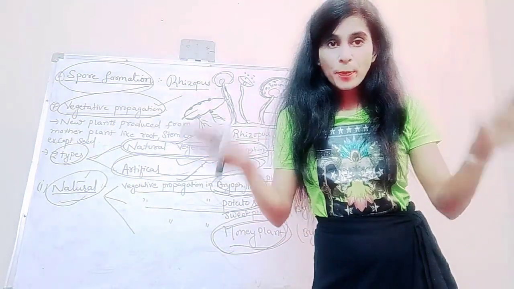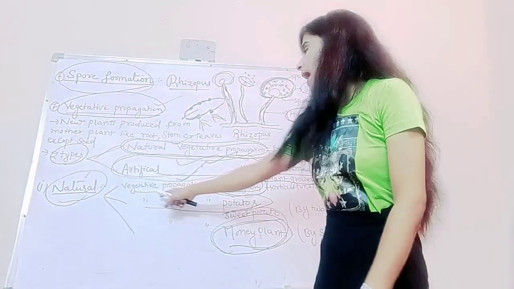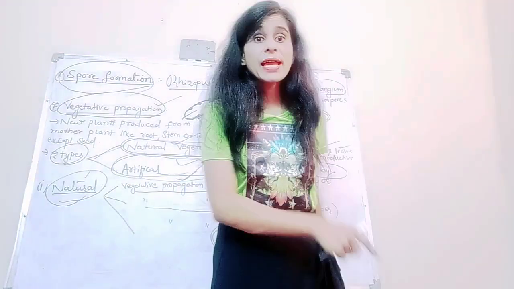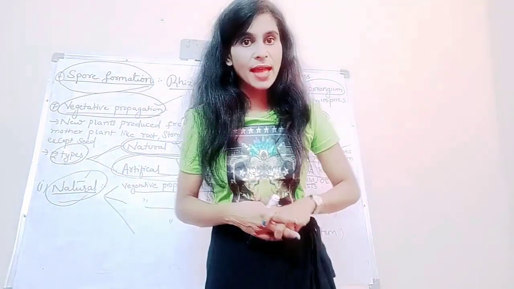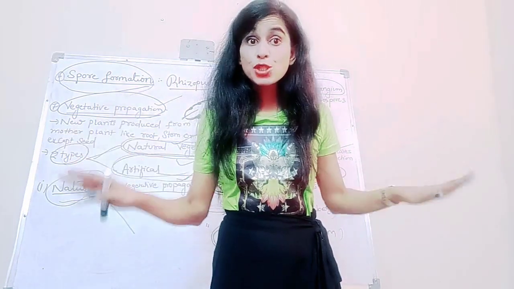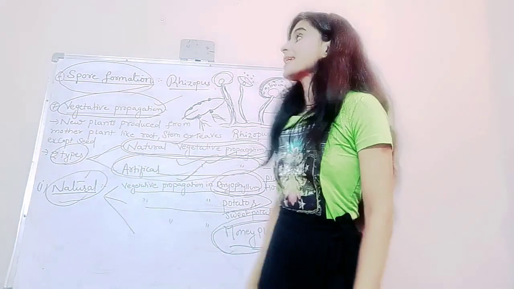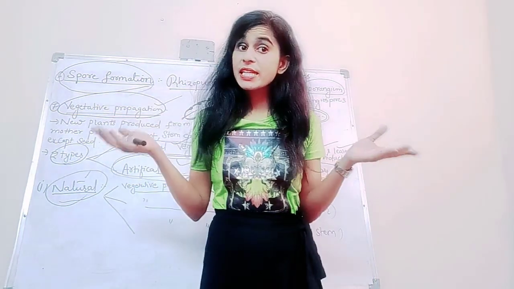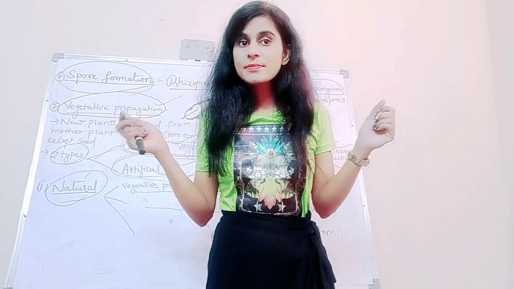Yes guys, propagation has two types, artificial and natural. Natural vegetative propagation happens by root, stem and leaves, in Bryophyllum, potato, sweet potato, and of course money plant. Clear about natural vegetative propagation? Now let's see the artificial vegetative propagation. How does it happen? Let's see.